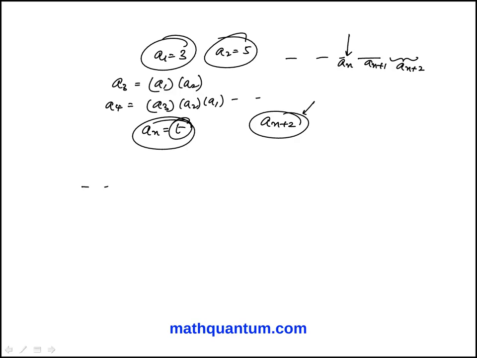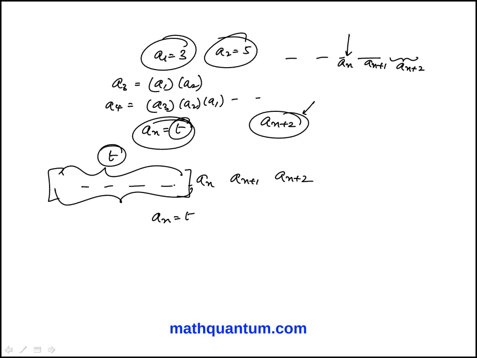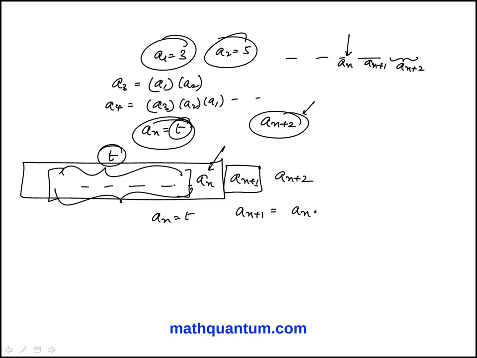So if we look at these terms, and let's say this is AN plus 1, and AN plus 2, AN would be the product of all of the terms that are prior to AN, and we're given that AN is T. So this product itself is equal to T. Now I can also write A sub n plus 1. This term would be the product of all of these terms, AN and the terms prior to that. So it's going to be equal to AN times T, because remember, T is the product of these terms before AN.